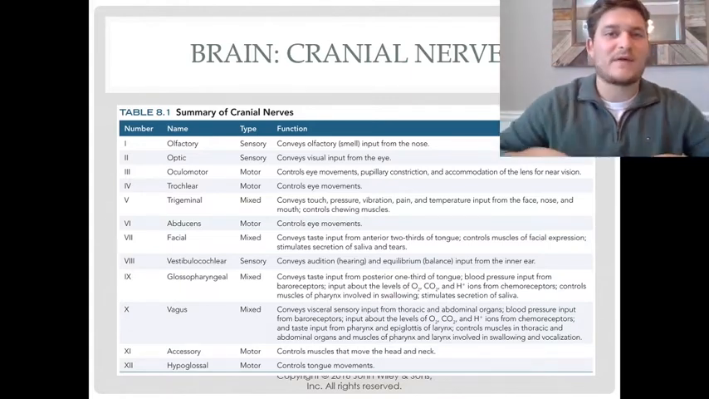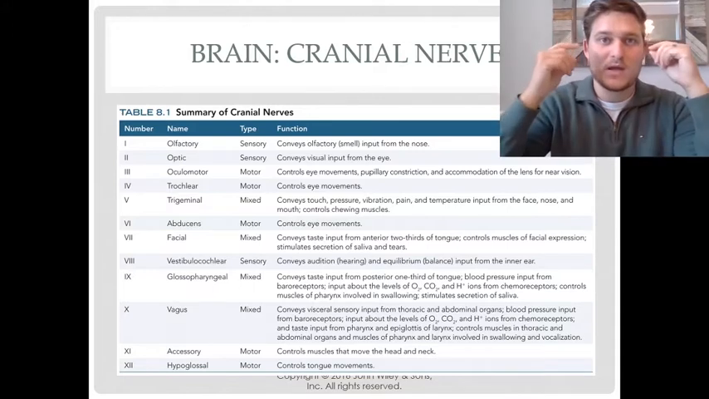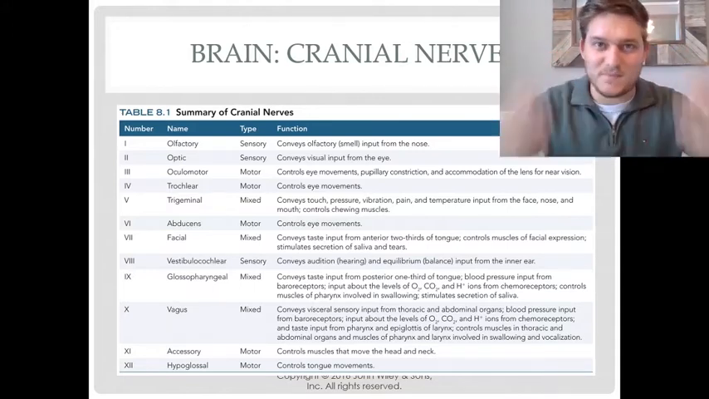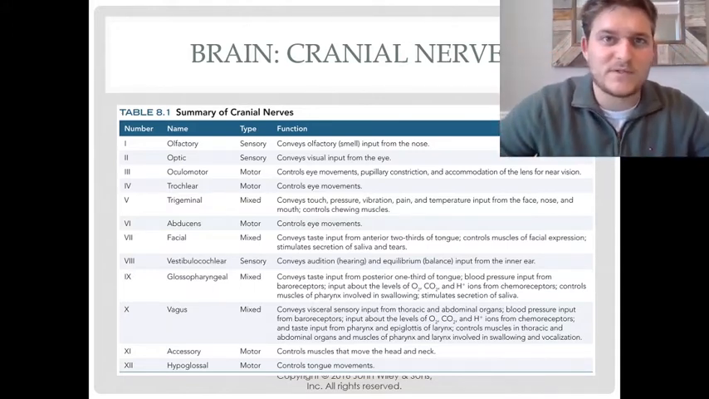But we also have all this sensory information coming in too. The sights, the sounds, the smells. So these cranial nerves will deal with those events as well.